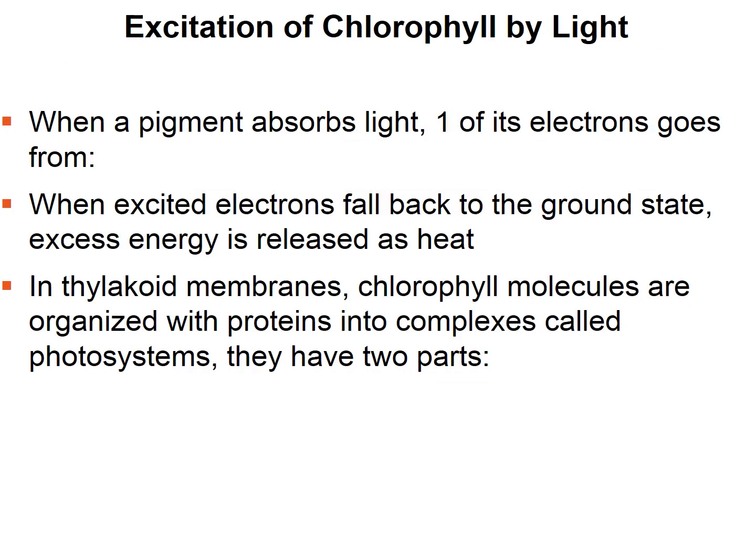When a pigment molecule absorbs light, one of its electrons goes from a ground state to an excited state. It has more potential energy in this excited state and is less stable. It's quickly going to fall back to the ground state, where excess energy is released as heat. In thylakoid membranes, chlorophyll molecules are organized with proteins into complexes called photosystems. They have two parts. There's a reaction center complex that's surrounded by several light harvesting complexes.